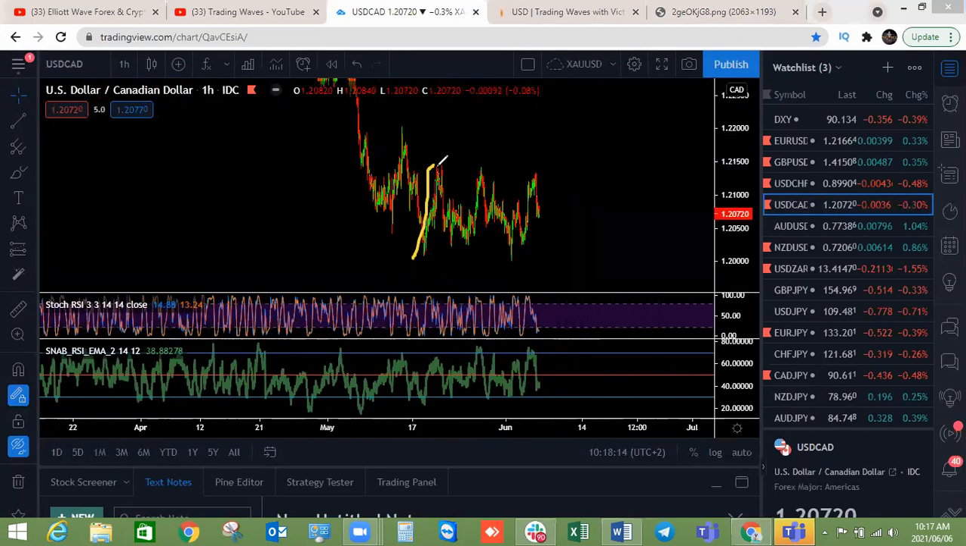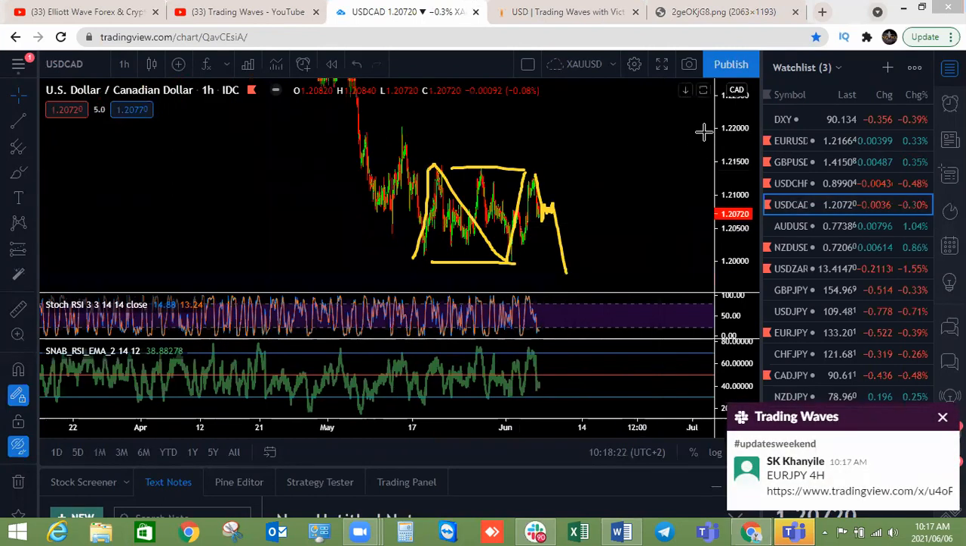So this is the structure A, B, C. We're looking for this to be a flat correction, a textbook flat correction. This should still push to the downside. So that is US dollar CAD, and that is how we're expecting continuation to the downside on US dollar CAD. The rest of this we've already done.